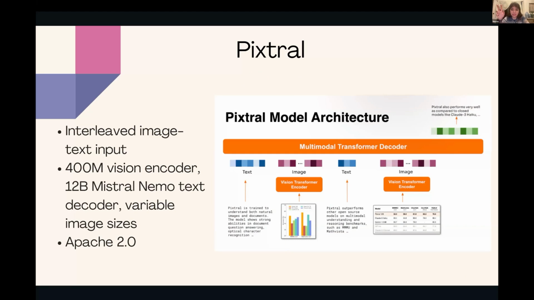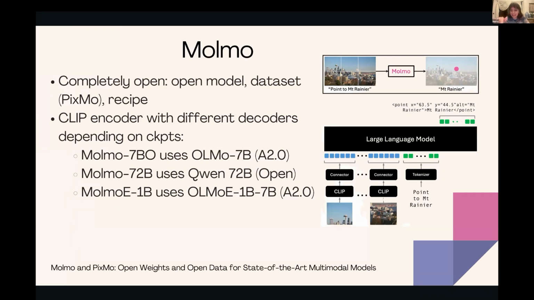The second one is Pixtral, which is another very good model, and I think it is Apache 2.0. It is 12 billion parameters, and it can also take in interleaved image-text input, I think, and it consists of a 12B Mistral Nemo decoder, and it can also handle variable image sizes. I think the last one is Molmo.